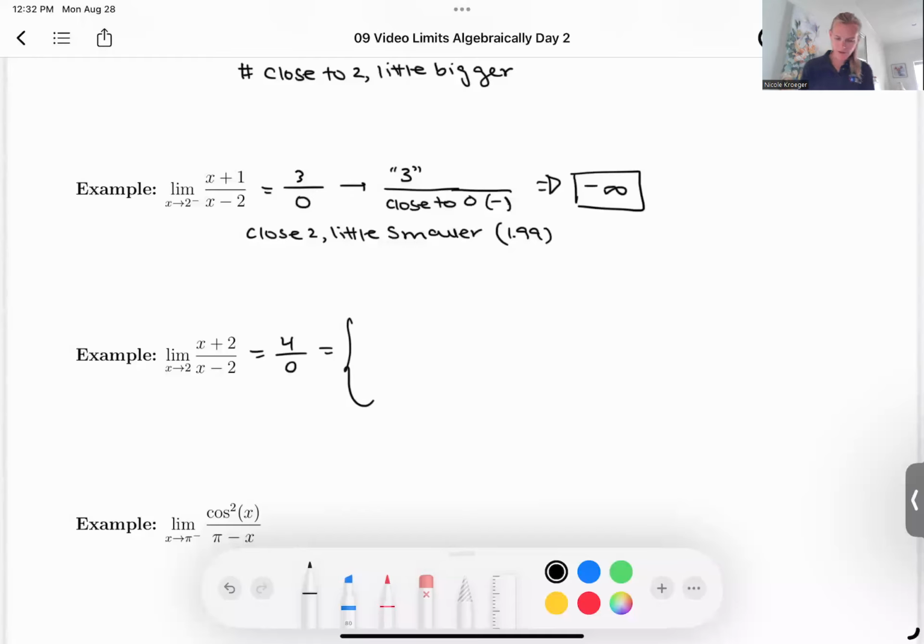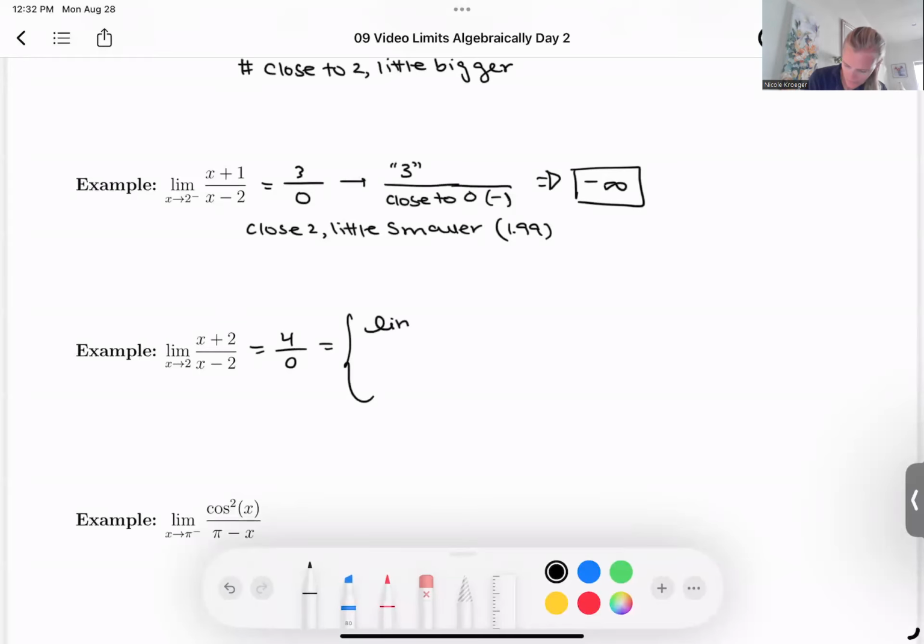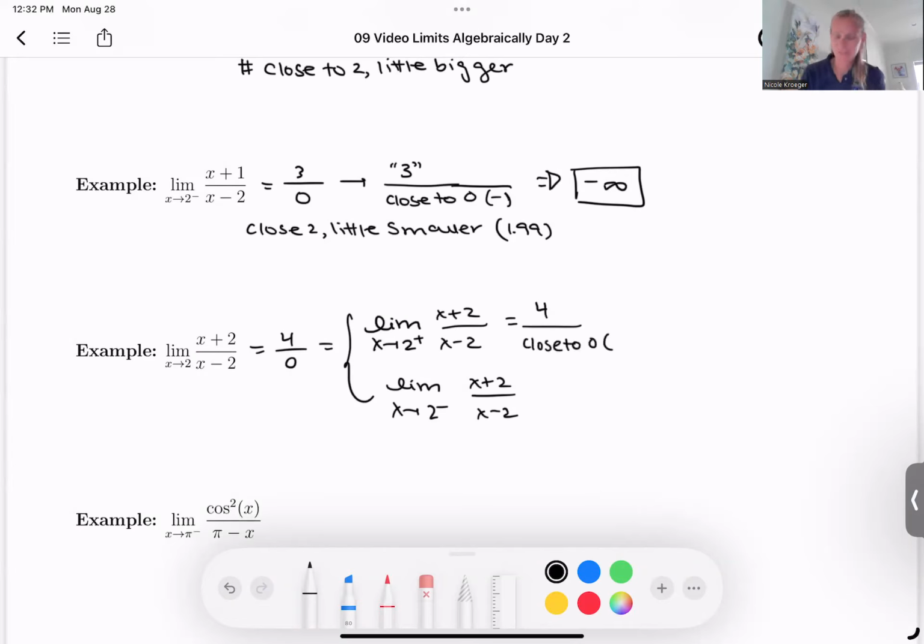So we're going to look at our left and our right-hand limits here. When we look at our right-hand limit, we're going to plug in numbers a little bit bigger than 2. When we look at our left-hand limit, we'll plug in numbers a little bit smaller than 2. If I plug in a number a little bit bigger than 2, I'm still going to get 4 in the numerator, and my denominator is still going to be close to 0. A number a little bit bigger than 2 minus 2 will give me something positive. So I get positive over positive, which will give me infinity out here. And that's because the denominator is close to 0.